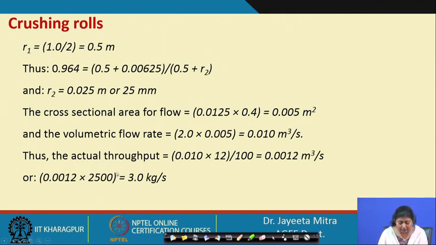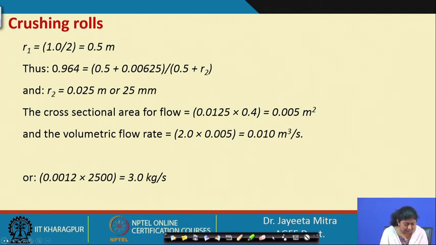Now, the actual throughput will be 0.010 into 12 divided by 100. So, here we are getting 0.0012 meter cube per second, and if we convert this to kg per second, we multiply this with the bulk density of this material. So, it is 3 kg per second.